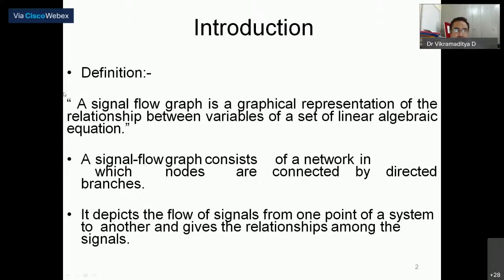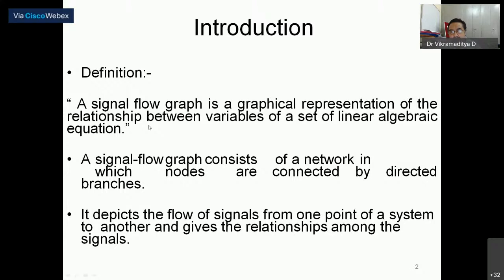The definition of a signal flow graph is very simple. It is a graphical representation of the relationship between variables of a set of linear algebraic equations. Basically, this was a mathematical approach given by Mason, where he tried to express linear algebraic equations through a graph. That is a very innovative idea he put forward. So far, you have seen the mathematical form of a linear equation like 2x + 3y = 2. Now, he represented it in a graphical form.